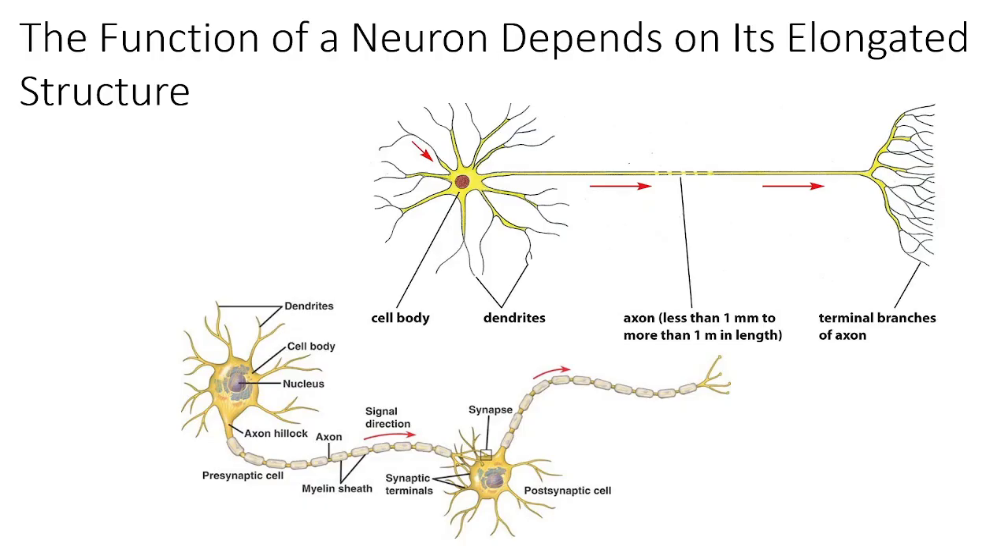The function of a neuron depends on its elongated structure. The more elongated the neuron is, the greater its functions, and if it has greater linkages and branches, then the person is said to be more intelligent than another.